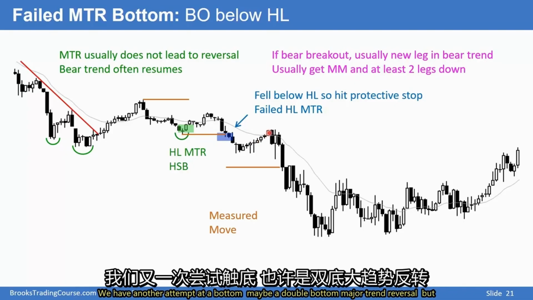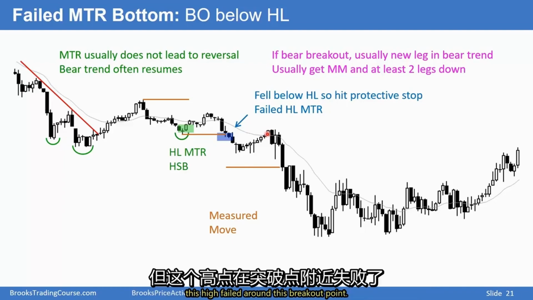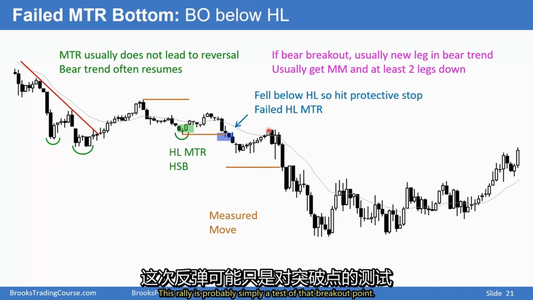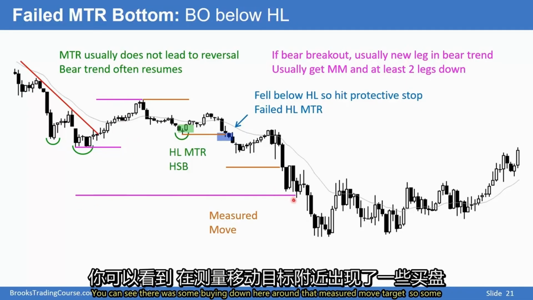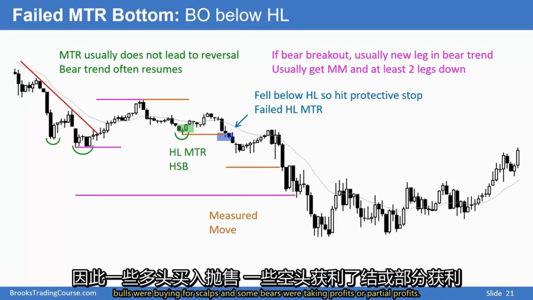We have another attempt at a bottom, maybe a double bottom, major trend reversal. But this high failed around this breakout point. This rally is probably simply a test of that breakout point. Maybe the measured move, instead of from this low, will be from the height of the entire pattern. And you can see there was some buying down here around that measured move target. So some bulls were buying for scalps and some bears were taking profits or partial profits.